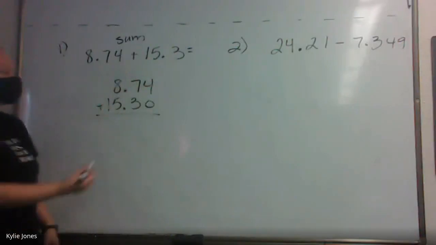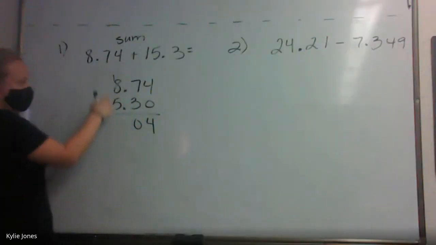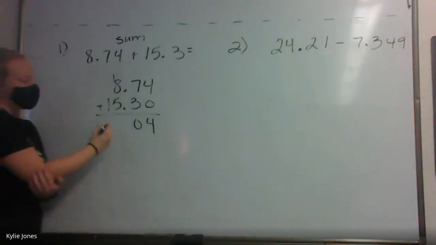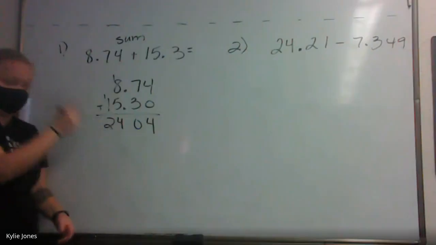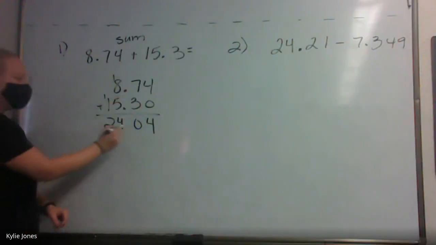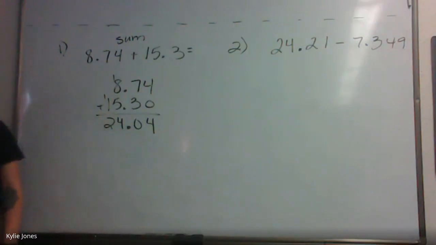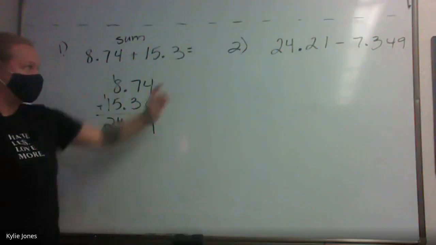And then we add 4 plus 0 is 4. 3 plus 7 is 10. Carry your 1. 1 plus 8 plus 5 is 14. Carry your 1. 2. And then I heard Yoshi say it. We need to make sure we bring our decimal straight down. That's what I got. Good. You guys get that? Yep. Good. All right. Number 2.